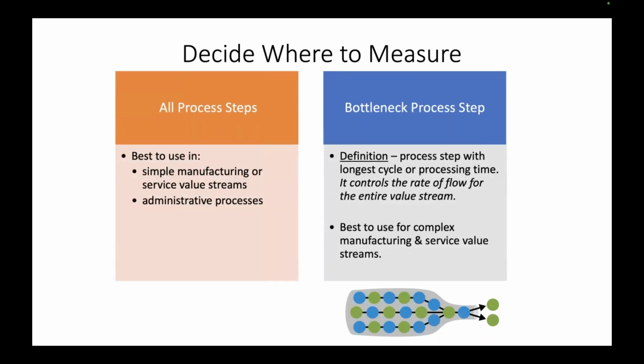Then you decide where you're going to measure. You're going to do all the process steps or just the bottleneck. Okay. The simpler the value stream is, the more that you can do all process steps. The more complex the value stream, just do the bottleneck, because that controls the rate of flow. You collect the data.